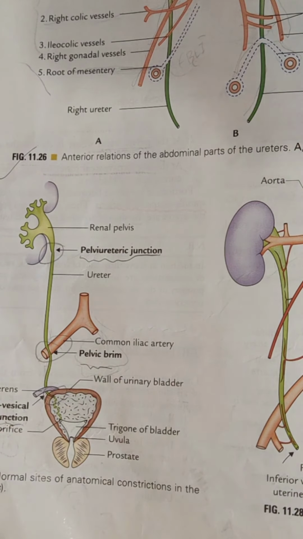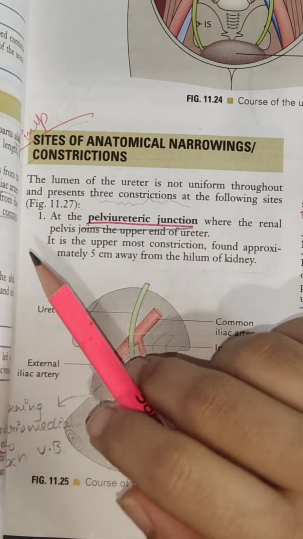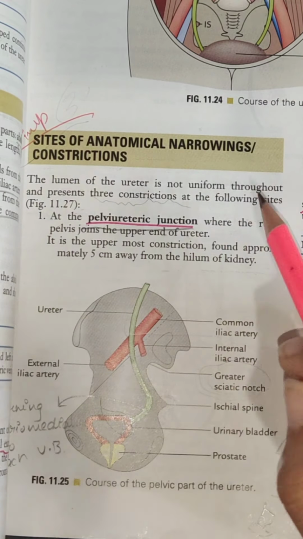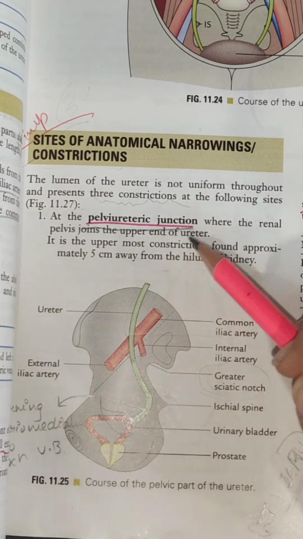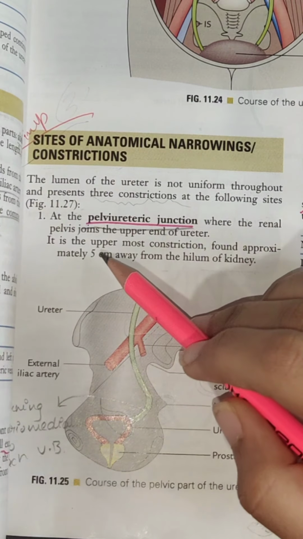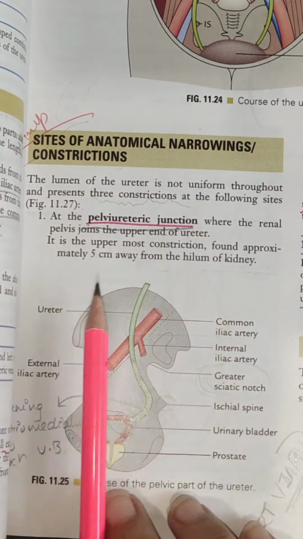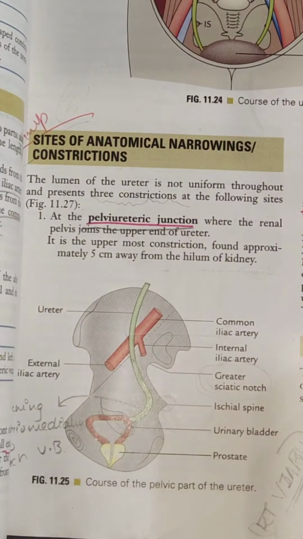We'll see its theory now. First one, beginning with the pelvic-ureteric junction, that is at the junction where the renal pelvis joins the upper end of the ureter. It is the upper part of the constriction, which is found approximately 5 cm away from the hilum of the kidney.